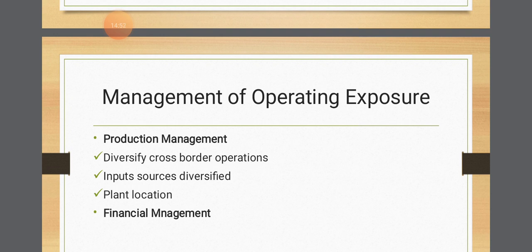This is something which we do in our daily life also. Suppose I have to buy something, where would I go to buy that thing? I would go to a market where I can get it at a lesser rate. So this is plant location. This strategy gives the firm the flexibility to shift production among the plants in response to real exchange rate changes. Again, this is something which is easier to say than to do. Plant location is not an easy task.